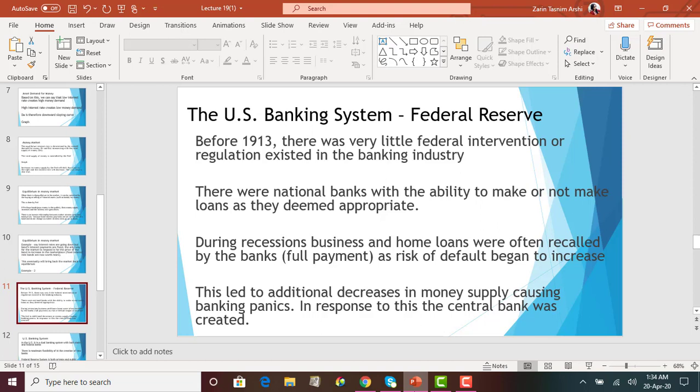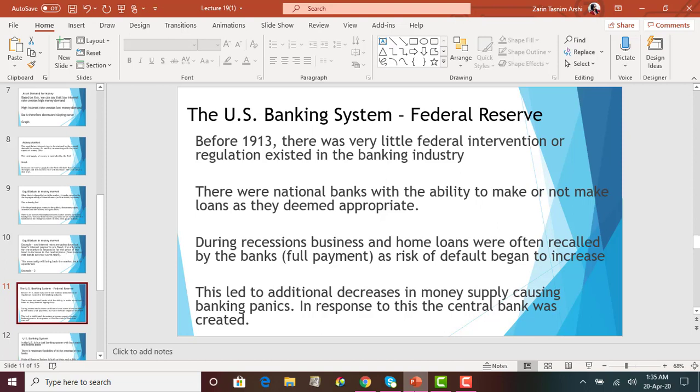but there were some national banks and they had the ability to make loans or not make loans depending on whether they thought it was appropriate or not. But when recessions hit, like the Great Depression, it was found that banks recalled the loans for businesses and home loans. Although they were loans for 30 years or for 25 years, banks simply said, no, you have to pay me back right now. So that was not fair to the businesses or the home loans, right?